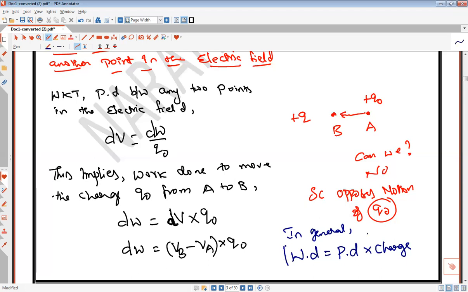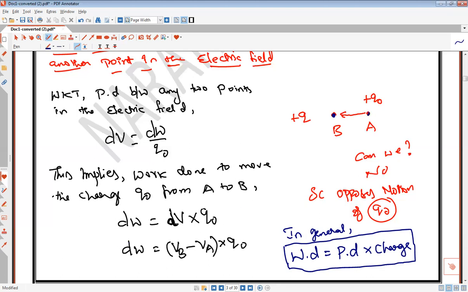This is the general formula for work done to move a charge from one point to another point in the electric field. If we have to calculate the amount of work done to move the charge Q0 from point A to point B, you must know the potential difference between A and B. See, work done is potential difference into charge moved, right?